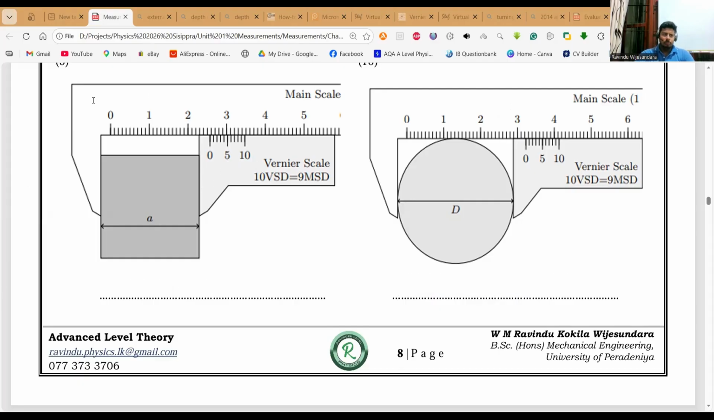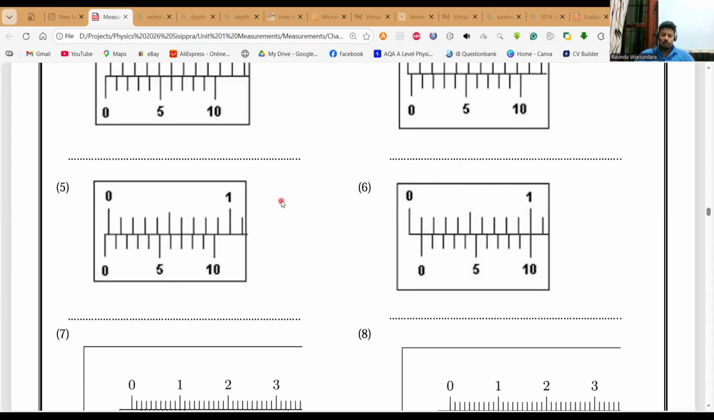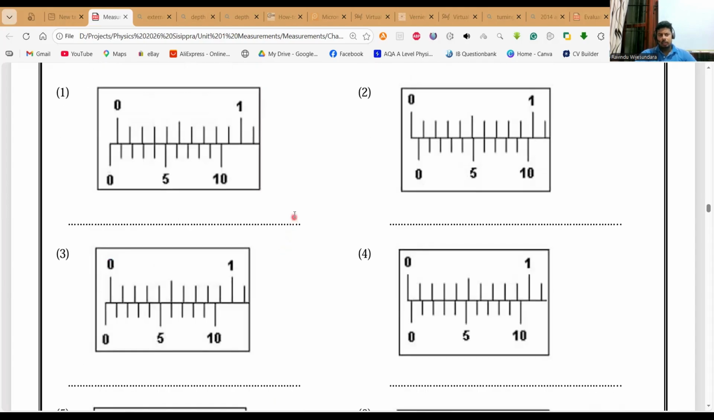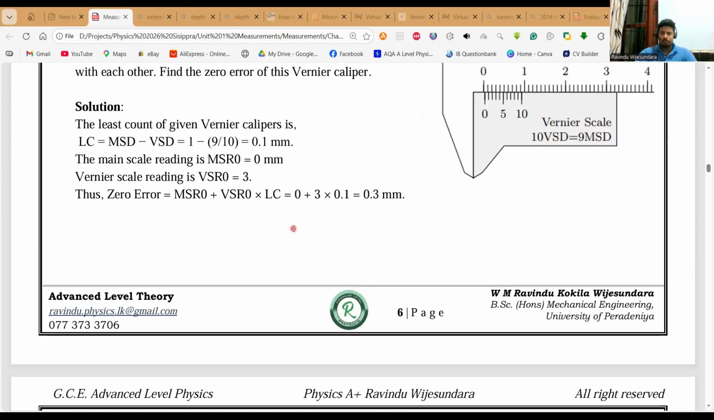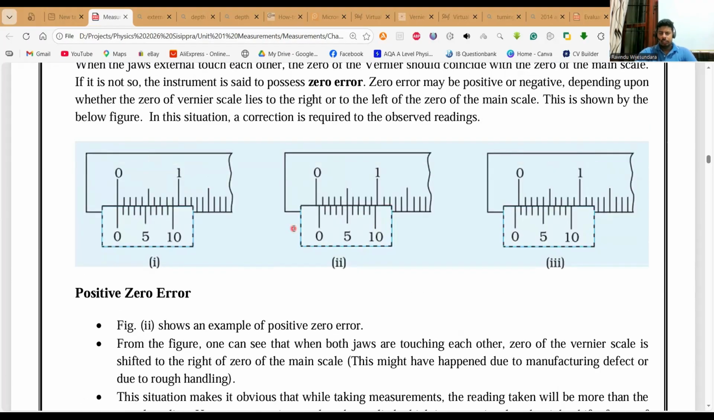Okay. Now we'll move to the next one, that is calculating zero error and correction values. How to get the corrected values. Right. So zero error is not a strange thing now. It is just a reading. Zero error is actually a reading. Now if you go to this example where we discussed the zero errors here, actually zero error is the reading. Now you can easily read this one. So the least count is 0.1. Therefore, you can read this one.